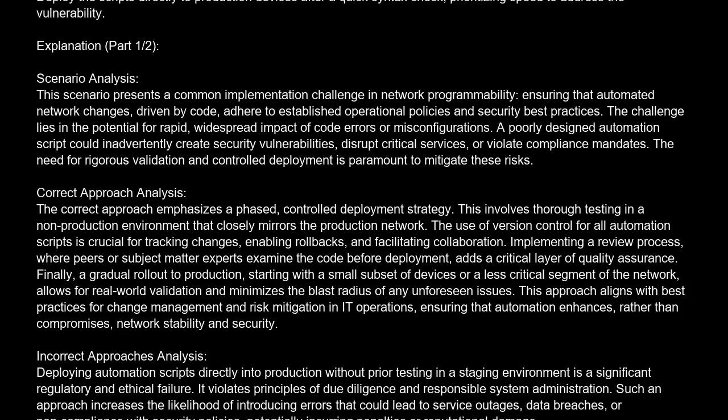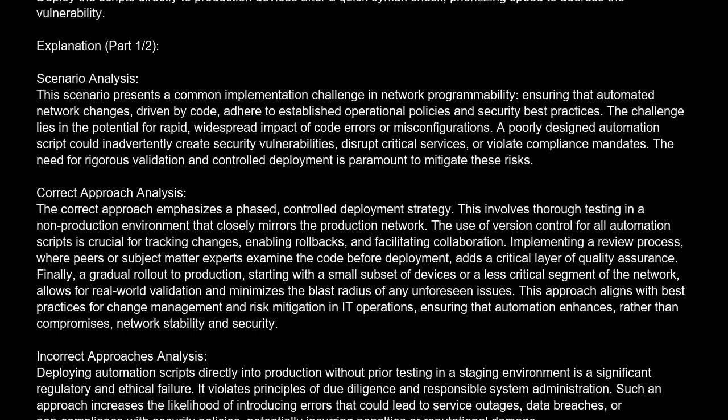Correct approach analysis. The correct approach emphasizes a phased, controlled deployment strategy. This involves thorough testing in a non-production environment that closely mirrors the production network. The use of version control for all automation scripts is crucial for tracking changes, enabling rollbacks, and facilitating collaboration.